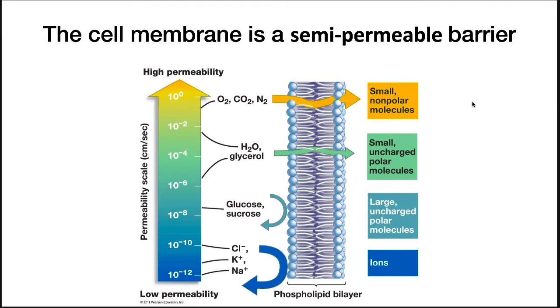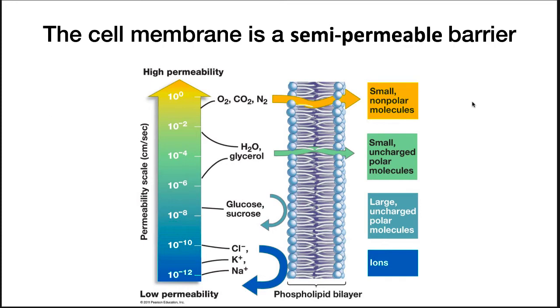Membrane permeability is not the same for every molecule. The membrane is what's called a semi-permeable barrier. The scale shown on this slide on the left shows the rate at which various particles can penetrate a membrane. The higher the number, the higher the permeability. Gases such as oxygen, carbon dioxide, and nitrogen can pass easily through a membrane and are not deterred. Water, a small uncharged but polar molecule, can still pass through at a reasonable rate.